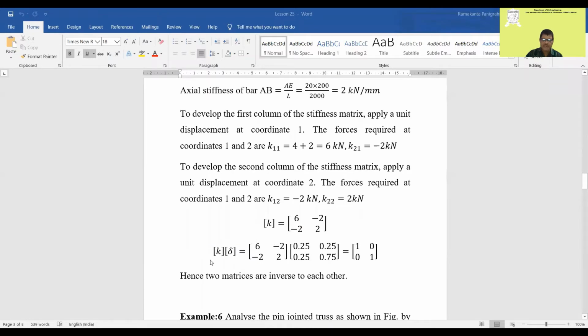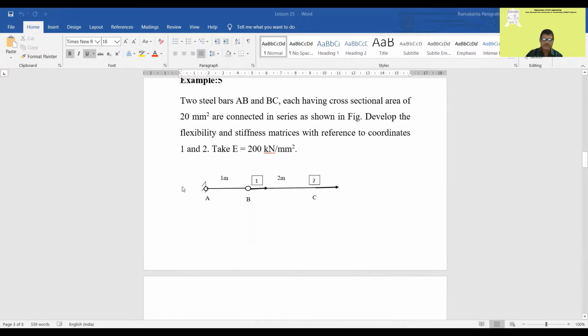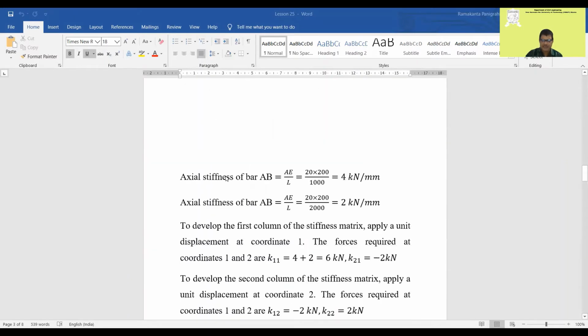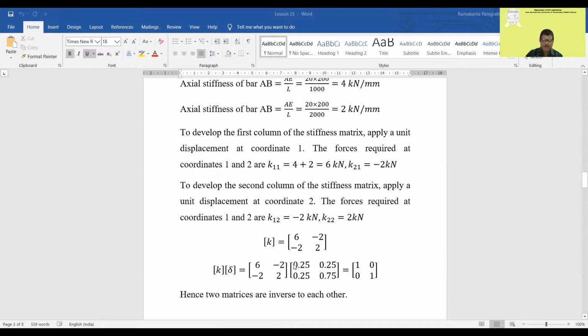Now what will be K into delta? What is the given displacement? The area is 20, and if you find the displacement, it is given as 0.25, 0.25, 0.75. So this is a flexibility matrix.